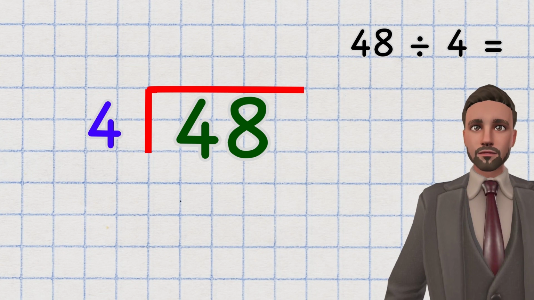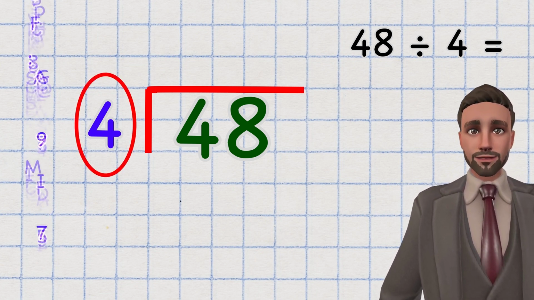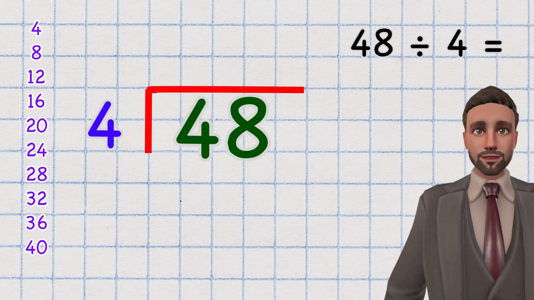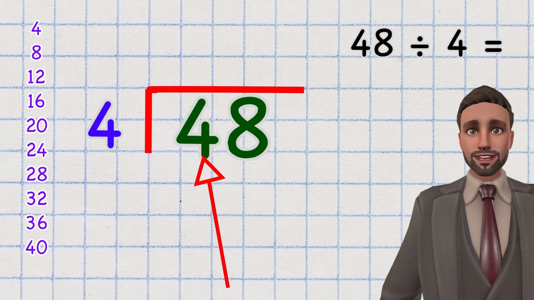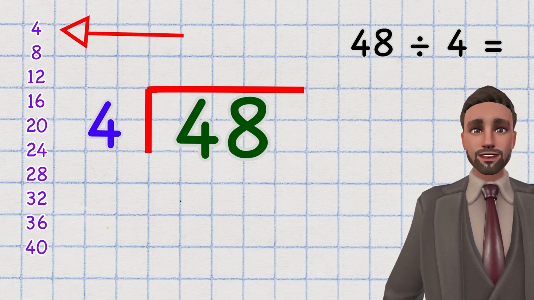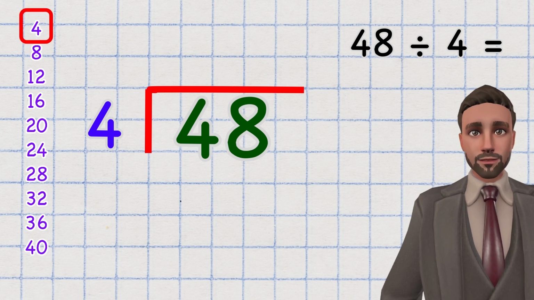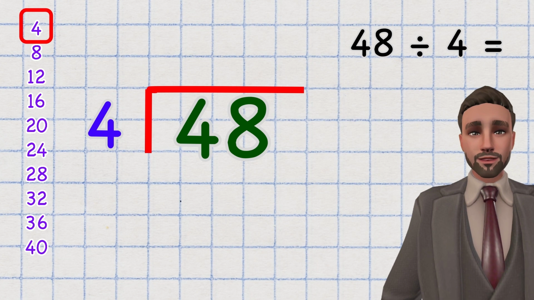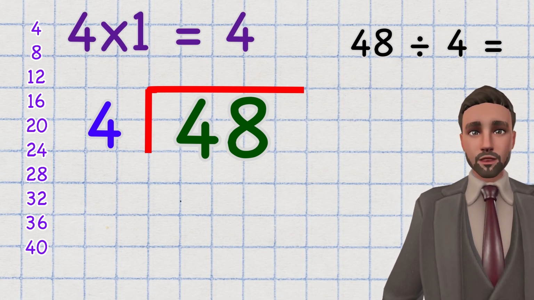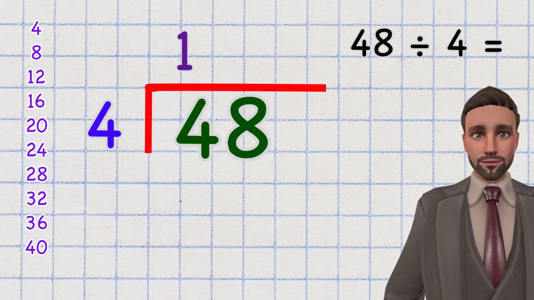What I like to do is write my divisor's times tables to the side of my question, just like this. Now I can work out how many times it goes into my first digit quite quickly by simply counting down until I find the digit that I need. In this case, I need to find 4. How many times down? It's the first number, so that means 1. I put that 1 above this line. That's where my answer will go.